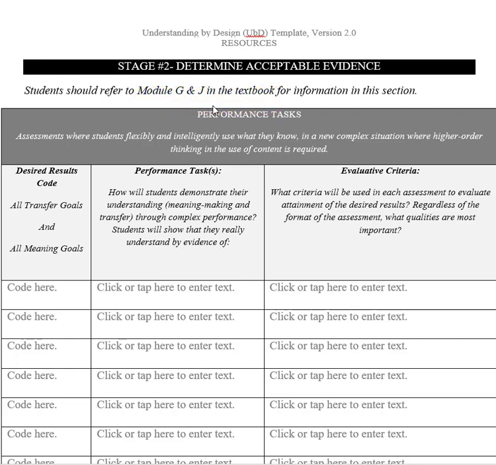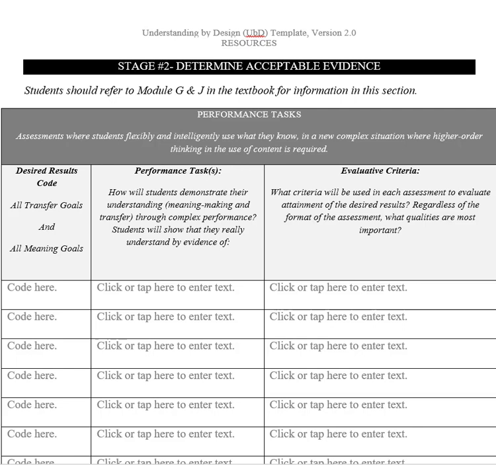As we look at the performance task here, you can see that the definition is these are assessments where students' flexibility and intelligently use what they know is being assessed, where they're in new complex situations with higher order thinking. So alignment is key in Stage 2. We are going to continually look at the alignment between Stage 2 and what we reported in Stage 1.